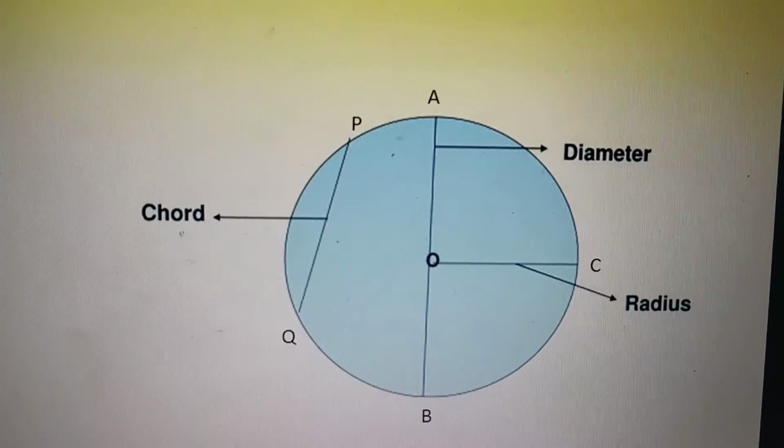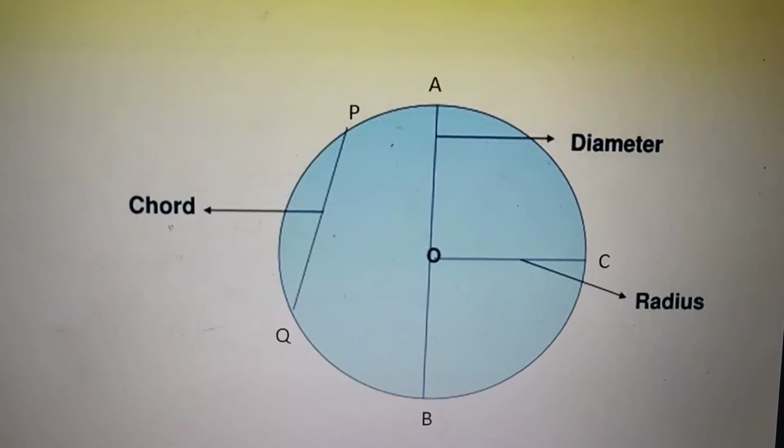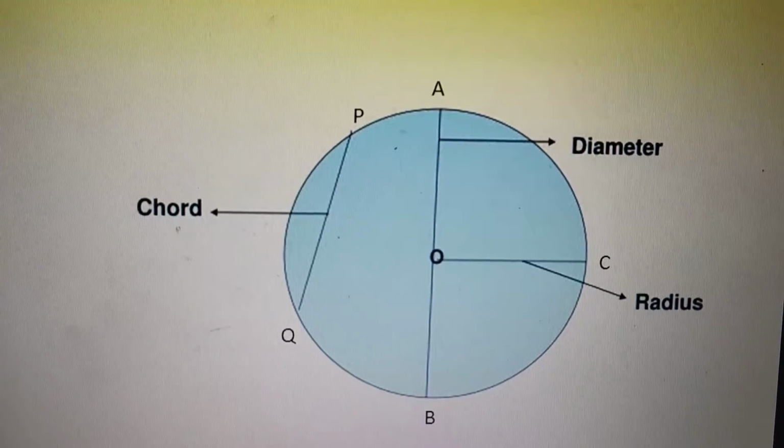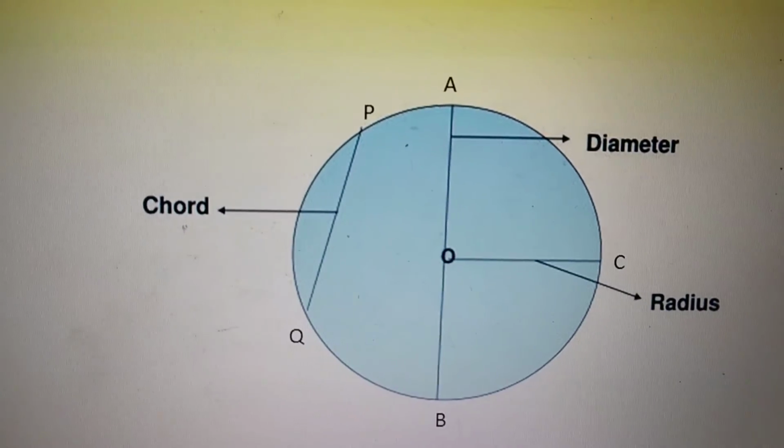Let's once again recall all the parts of the circle. O is the center, OC is radius, AB line segment demarks diameter. PQ is chord.